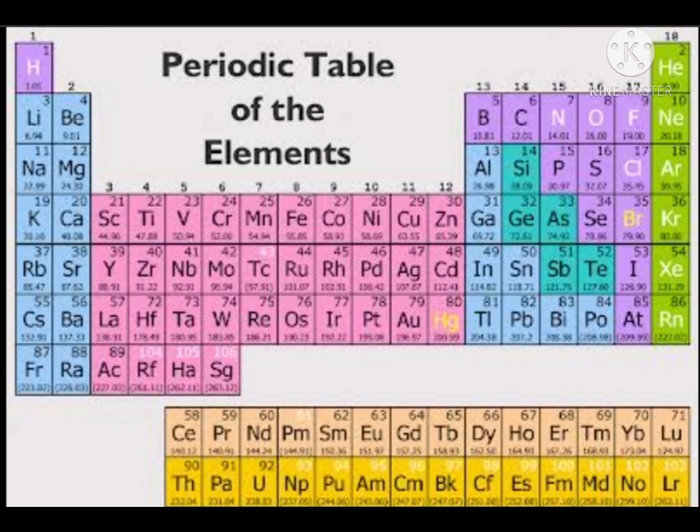Hello students. Elements are arranged in the periodic table according to their properties. On the left side of the periodic table, metals are placed. On the right side of the periodic table, non-metals are placed, and in between, transition metals, transition elements, are placed.